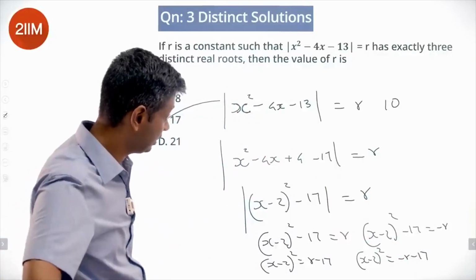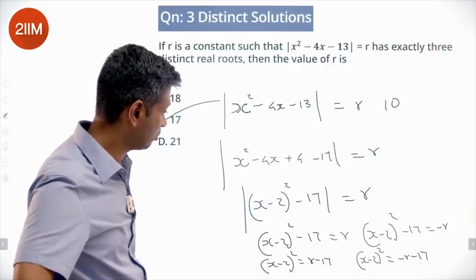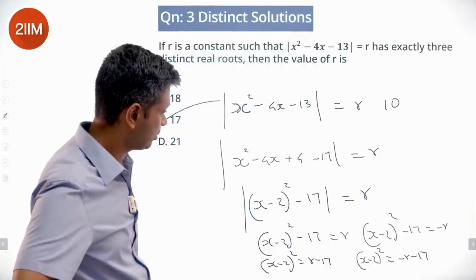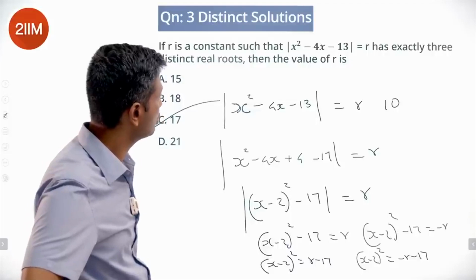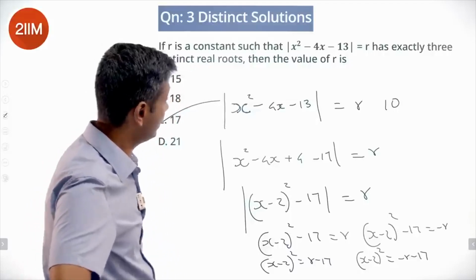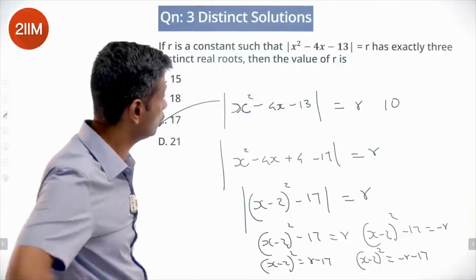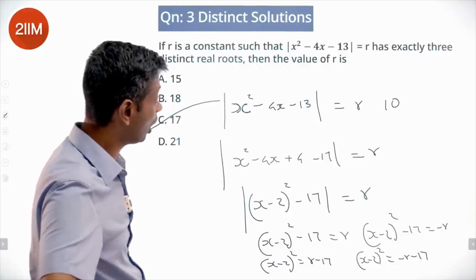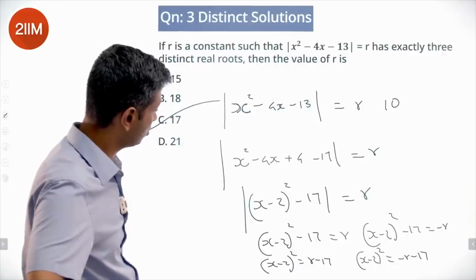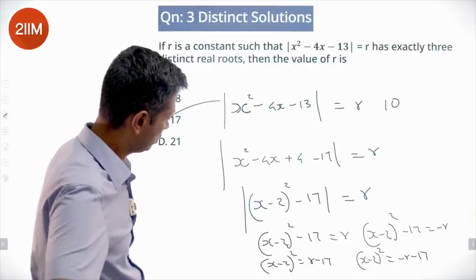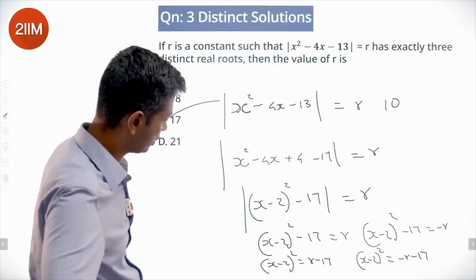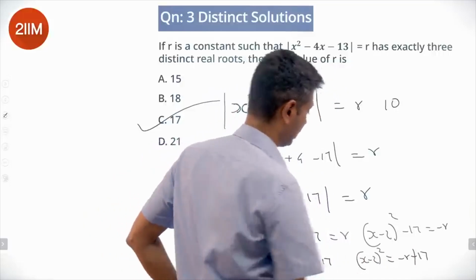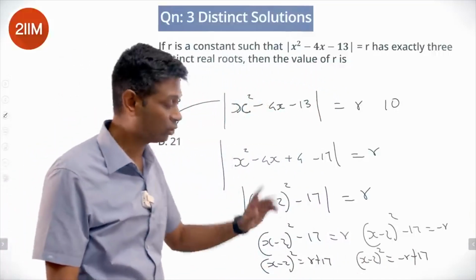x minus 2 whole square minus 17 equals R or minus R. Let me just check this. If you put 17, very interesting, it should go to 0. This goes to 0. x equal to 2 works. Is there a scenario where this goes to minus 17 at all? Sorry, it should be minus R plus 17. R equal to 17 works. R equal to minus 17 also works.